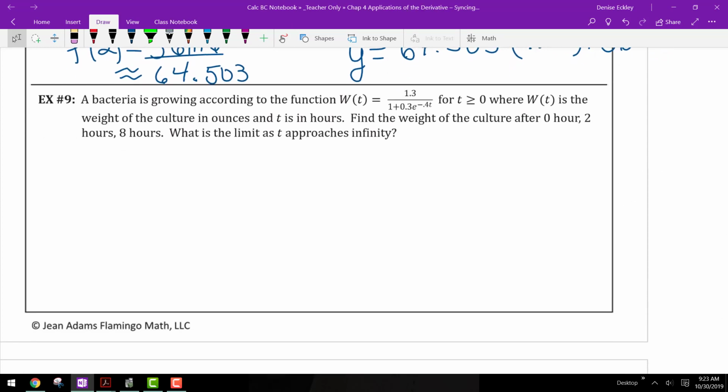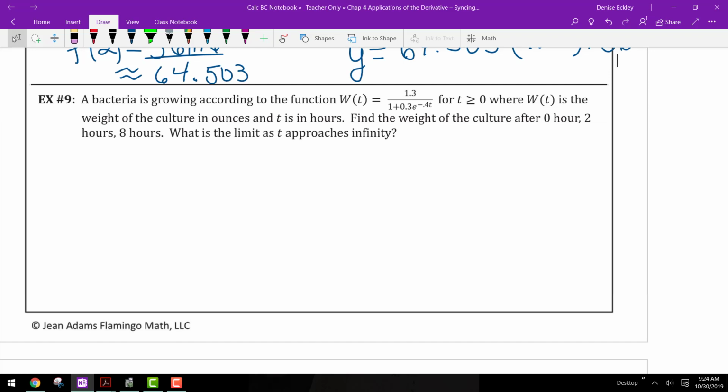Okay, number 9. Bacteria is growing according to the function w of t equals 1.3 over 1 plus 0.3 e to the negative 0.4 t. That is a logistic function. So you should recognize the form of a logistic function. And this is true for t greater than or equal to 0, where w of t is the weight of the culture in ounces and t is in hours.